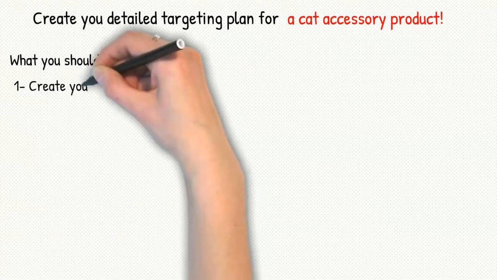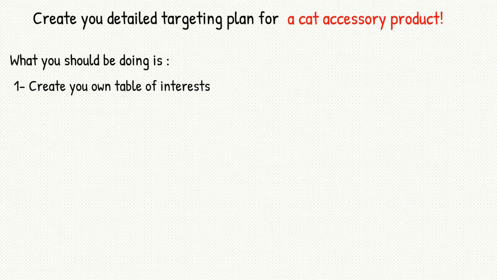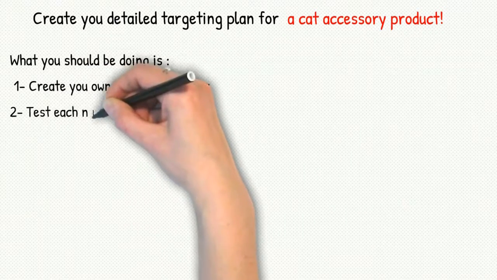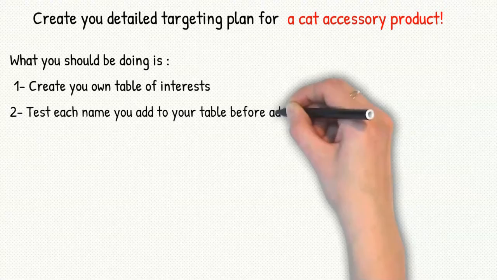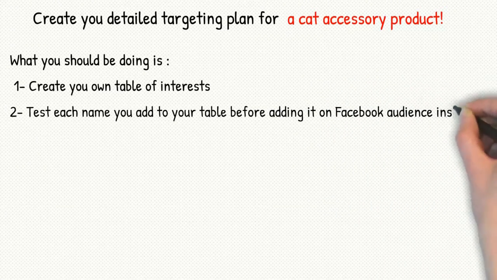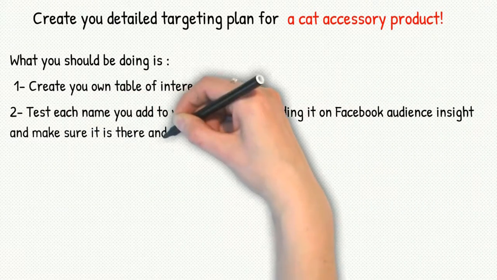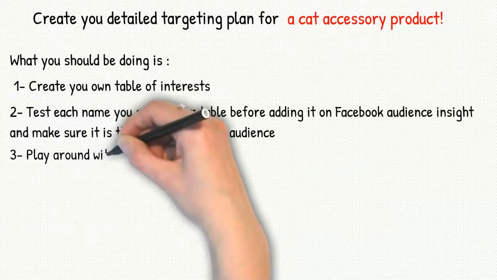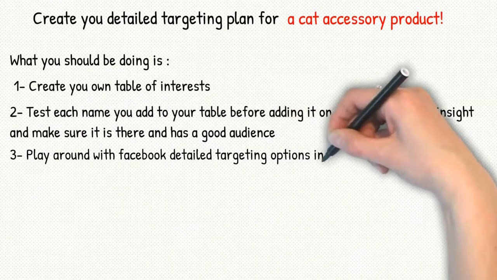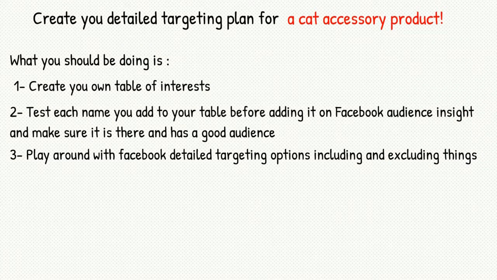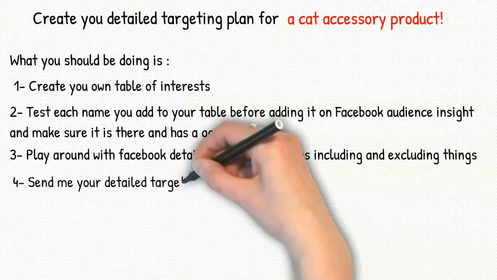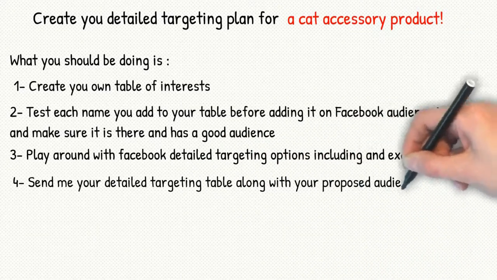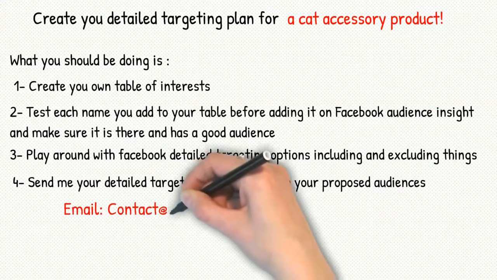First, create your own table of interests. 2. Test each name you add to your table before adding it on Facebook Audience Insights and make sure it's there and has a good audience. 3. Play around with Facebook detailed targeting options, including and excluding things, and try to be creative. 4. Send me your detailed targeting table along with your proposed audiences.